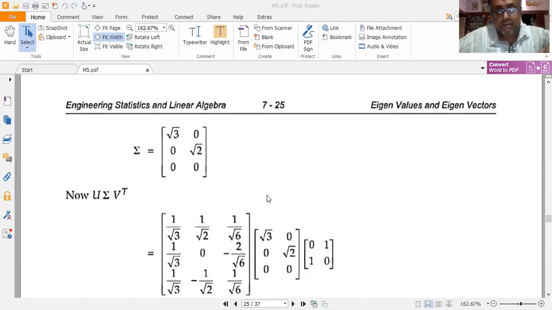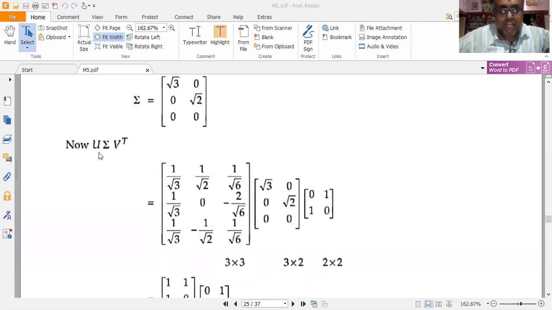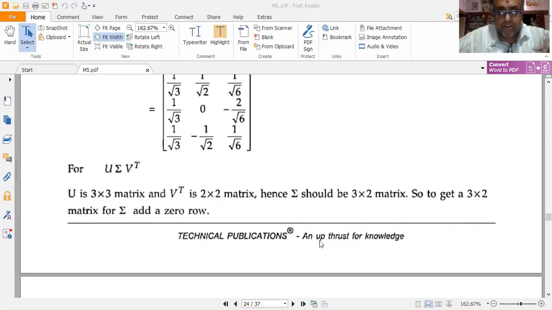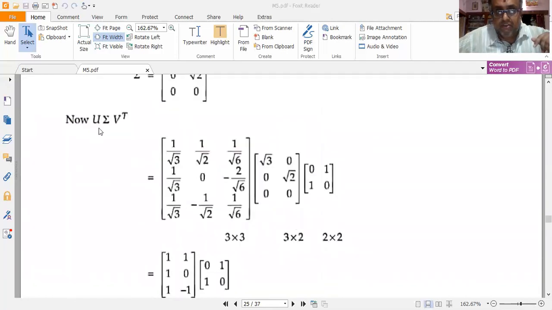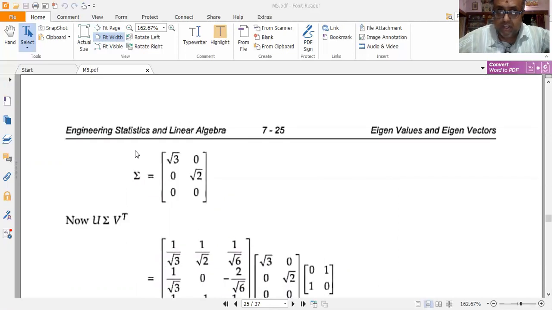This is very important. Now I have got U sigma V transpose. Otherwise, the decomposition will not be proper. If I do not add the 0 row, I will not get the SVD decomposition proper, because I am decomposing A into U sigma V transpose. But if I multiply U sigma V transpose, I should again get back A. That's a verification, isn't it?